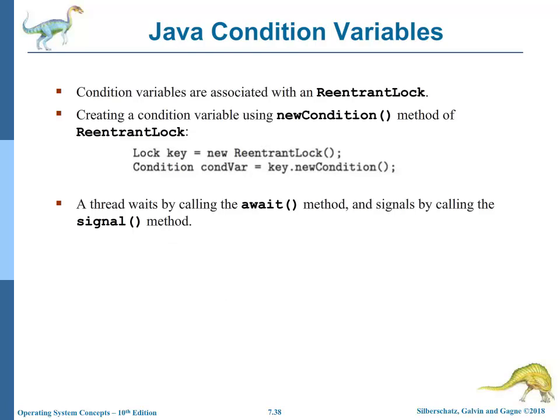Condition variables provide a means for one thread to suspend execution, that is, to wait, until notified by another thread via the signal method that some state condition may now be true. Java condition variables are associated with a reentrant lock.